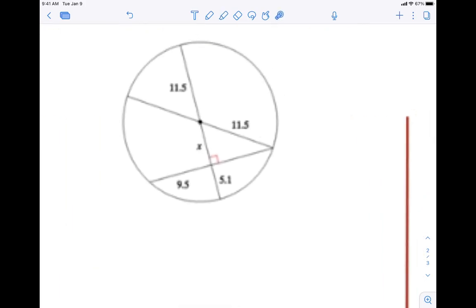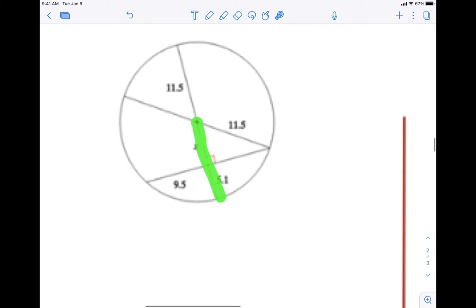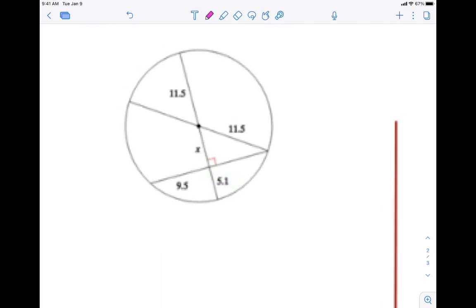So let's find our, well, this is our diameter that goes from one side all the way to the other. And they're telling us that this radius from here to here is 11.5. That means that from here to here is also 11.5, and from the center to this side is also 11.5. But guess what? From here to down here is also 11.5. So this x and this 5.1 together is equal to 11.5.